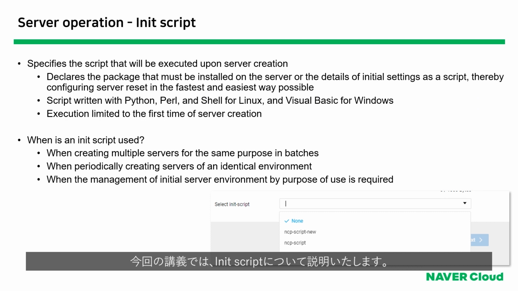In this class, we'll take a look at init scripts. Init scripts, as the name suggests, refers to scripts that are executed only once for the first time upon server creation. Scripts such as Python, Perl, and Shell can be used for Linux, and only Visual Basic scripts can be used for Windows. Init scripts can be used for various purposes, including when you need to create multiple servers that need the same package to be installed, and when you need initial settings.